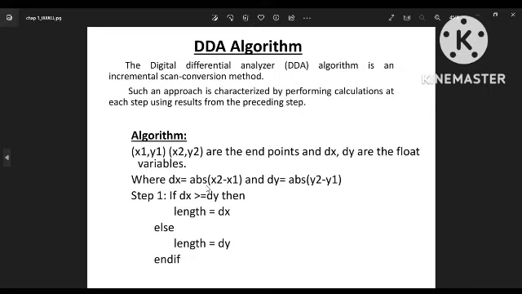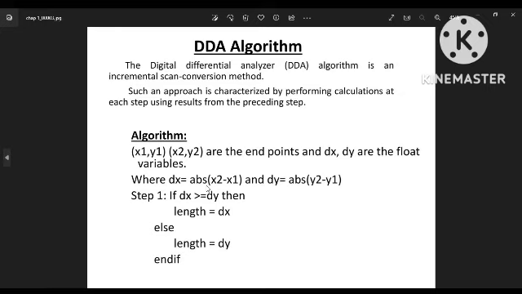So first you have to consider what the given coordinates are, or what the two given endpoints are. For the two endpoints you calculate the dx and dy values, and the dx and dy values are verified with the greater than or equal to condition. If the greater than condition is true, then the length is equal to dx, or otherwise the length is equal to dy.